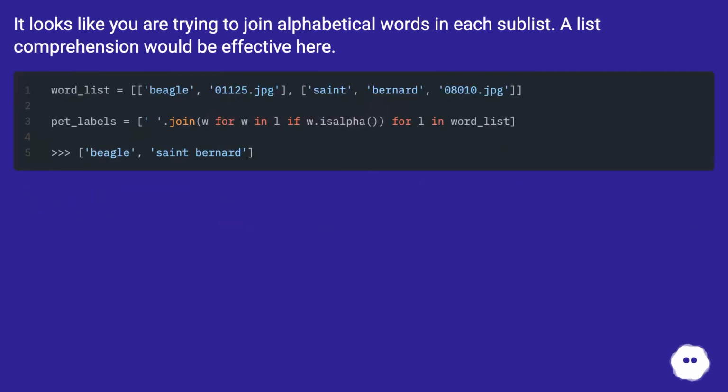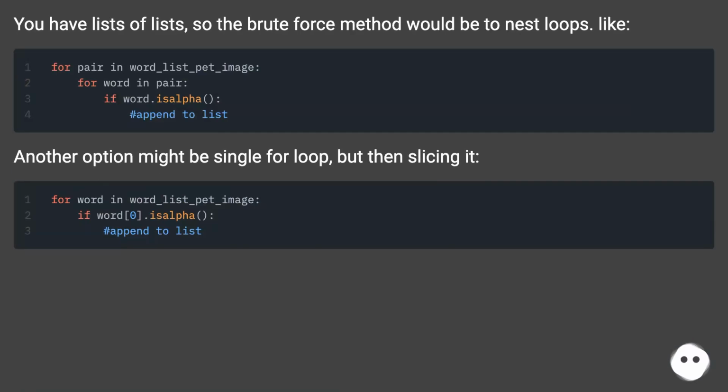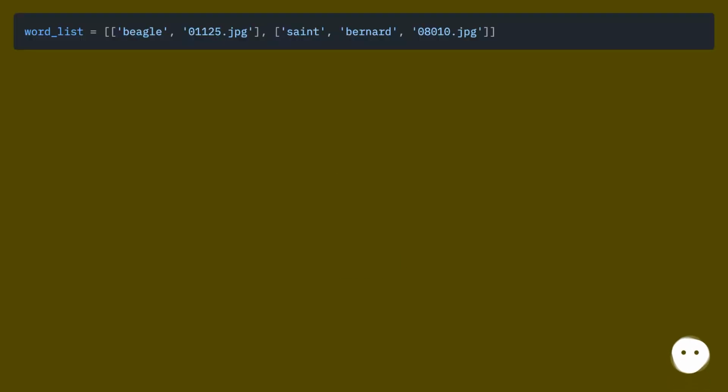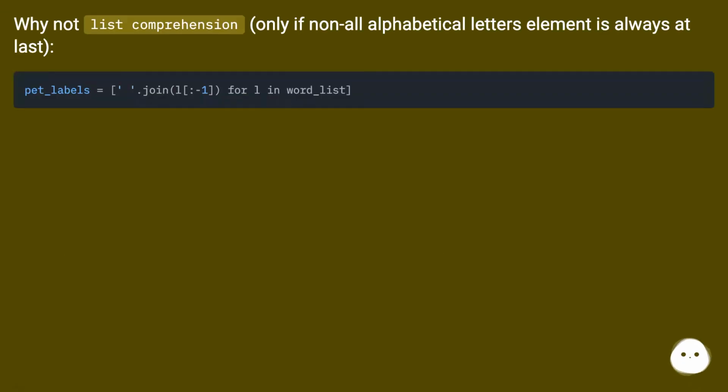It looks like you are trying to join alphabetical words in each sublist. List comprehension would be effective here. You have lists of lists, so the brute force method would be to nest loops like. Another option might be a single for loop, but then slicing it. Why not list comprehension only if the non-all-alphabetical element is always at last?